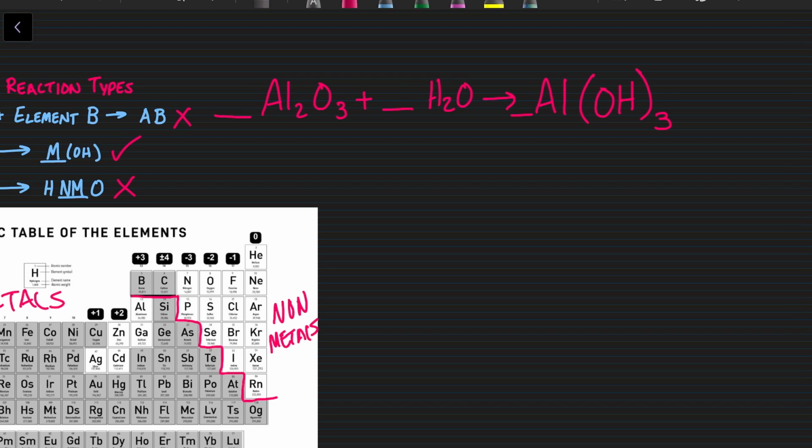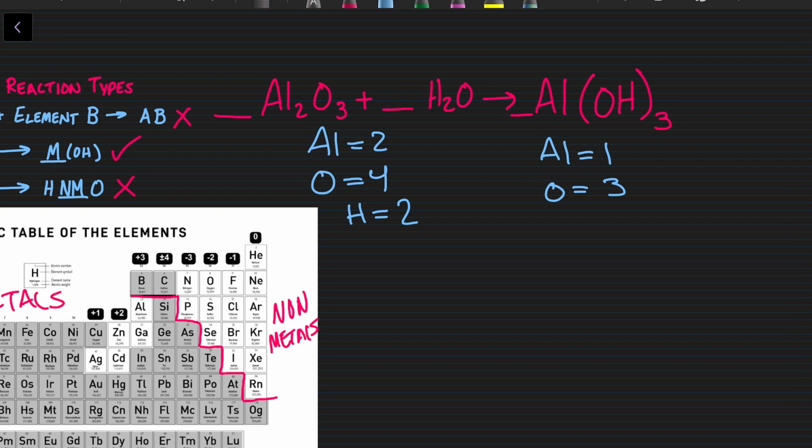So I'm going to start off here by writing out my elements. Aluminum has 2, oxygen has 4 of them because we are combining all of the oxygens that we can see on the left side of the arrow. And then we do the same thing for the right side.